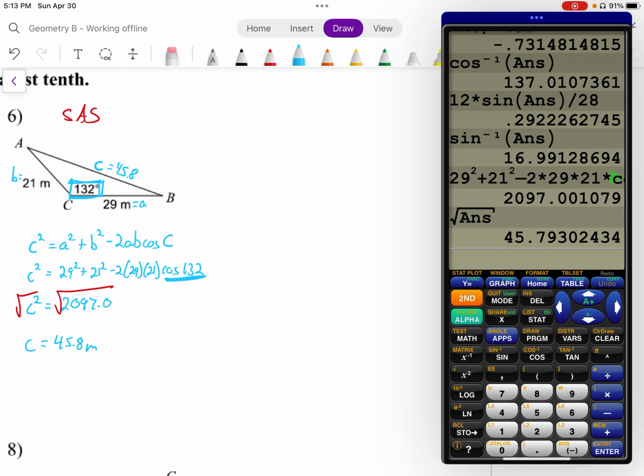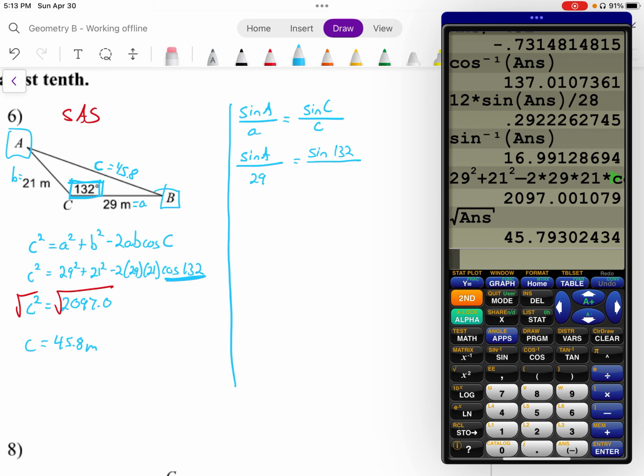And now we just get to choose. So we have to find angle A and angle B. Let's say we're going to find angle A. Since we're finding angle A, we want to put the angle on the top. So sine of A over side A equals, and we have to use C, because we know both angle C and side C, so we'll do sine of C over C, and then we'll plug in. Sine of A, we're trying to find angle A, over side A, which is 29, equals sine of C, which is 132, over 45.8.